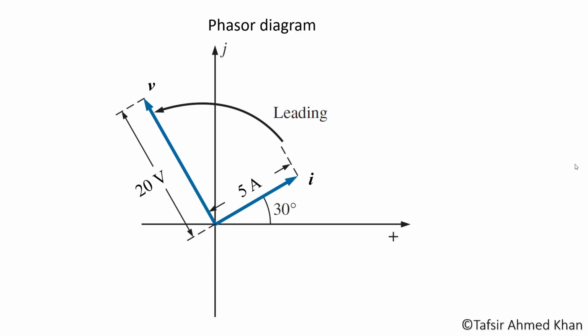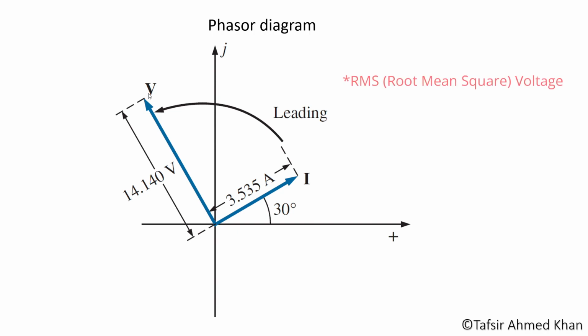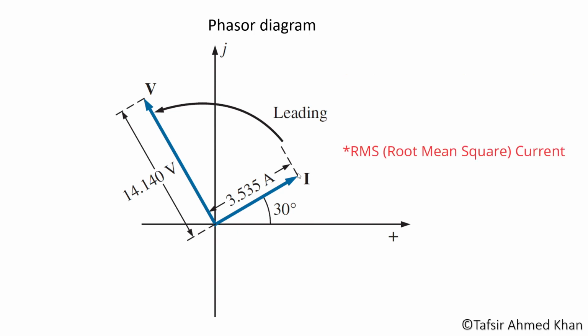If we draw this phasor diagram with RMS values, this is our phasor diagram. Everything is the same except the values. We got these values by dividing the peak value by root 2. This one and this one. And this is capital V because it is RMS. This is capital I because this is RMS.